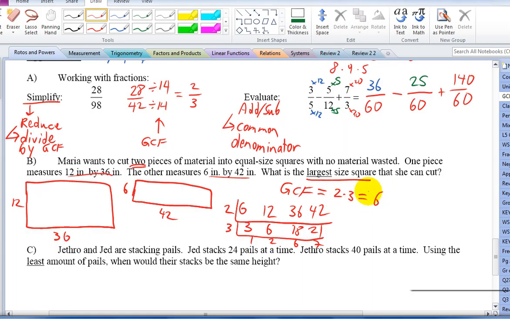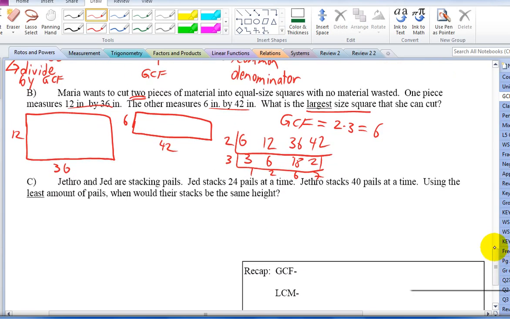So the diagram is really helpful there. So then you can see you have 2 pieces. You want to cut them into smaller squares, but the largest one. Because you could have done squares of 2 by 2. You could have done squares of 3 by 3, but 6 by 6 is the largest. Any questions?